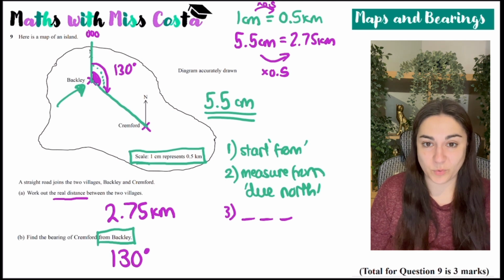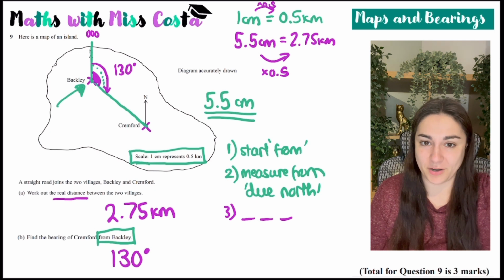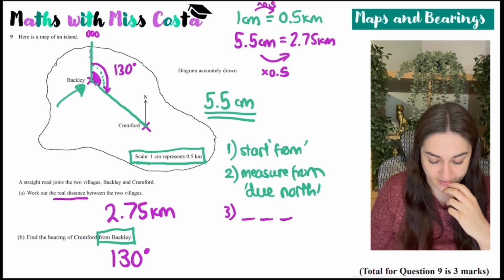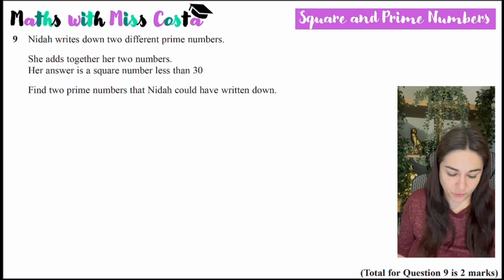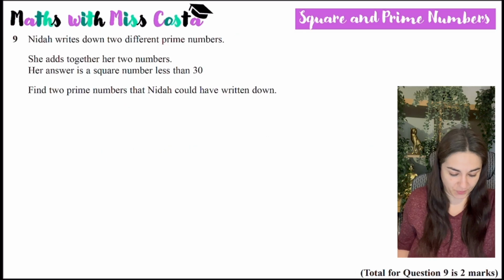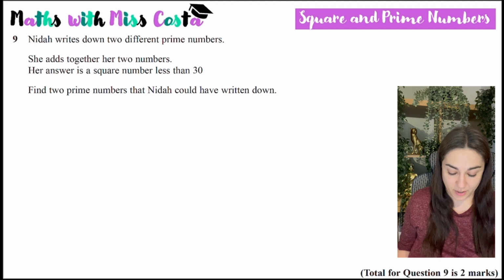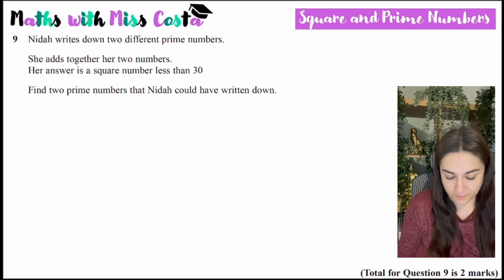Bearings are a bit of a tricky one, so watch the video on bearings separately to try and understand it more fully. Next, I've got a prime number question. So NIDA writes down 2 different prime numbers, and remember the prime numbers are numbers that only have 2 factors, 1 and itself.